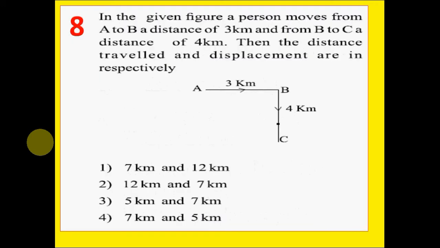Question number 8. In the given figure, a person moves from A to B a distance of 3 km and from B to C a distance of 4 km. Then the distance traveled and displacement are respectively: option 1, 7 km and 12 km; option 2, 12 km and 7 km; option 3, 5 km and 7 km; option 4, 7 km and 5 km. Correct answer is option 4, 7 km and 5 km.